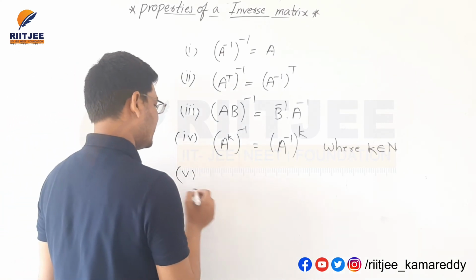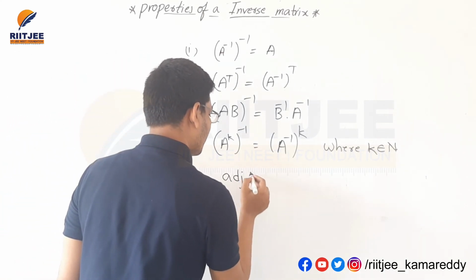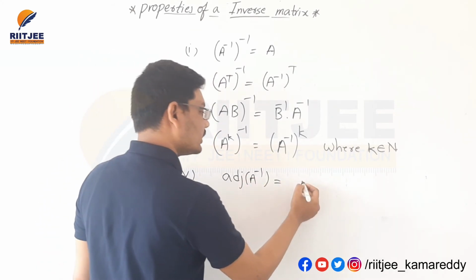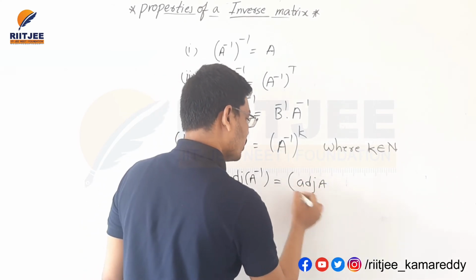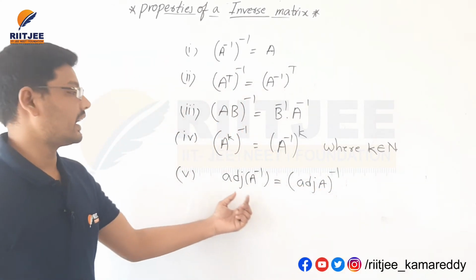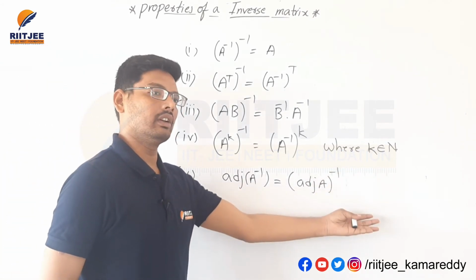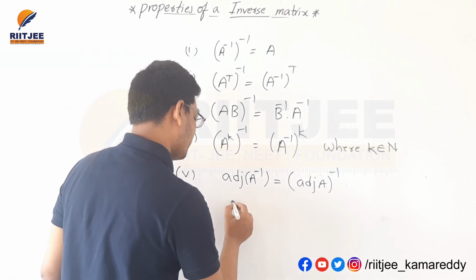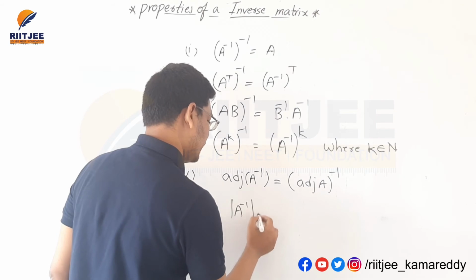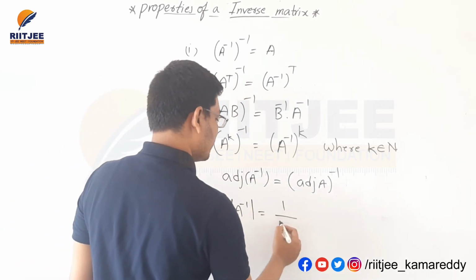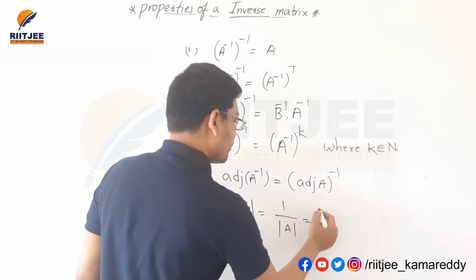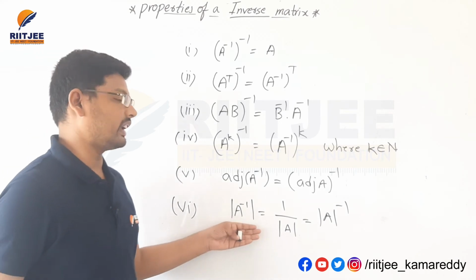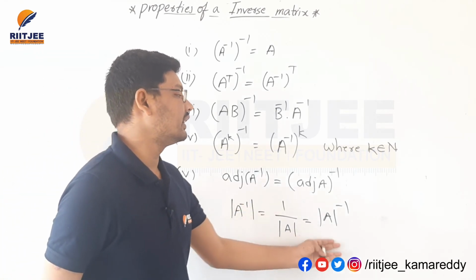Let us take property number 5. Adjoint of A inverse is equal to the adjoint of A whole inverse. Both are equal here. Next one, property number 6: modulus of A inverse is equal to 1 by mod A, or mod of A whole inverse.